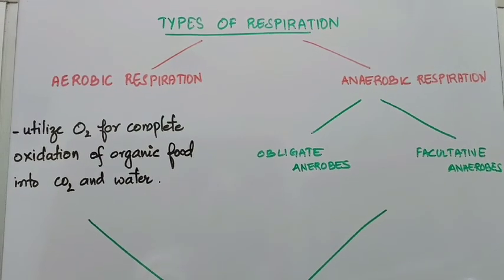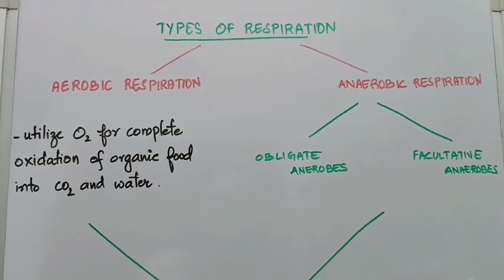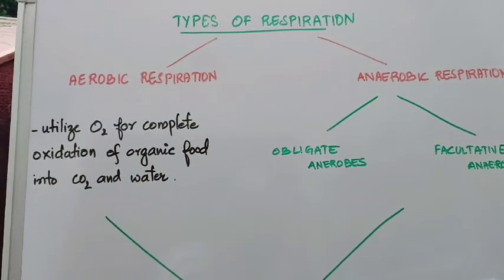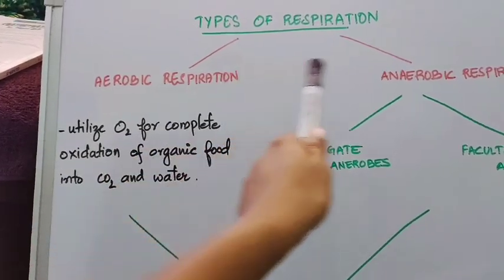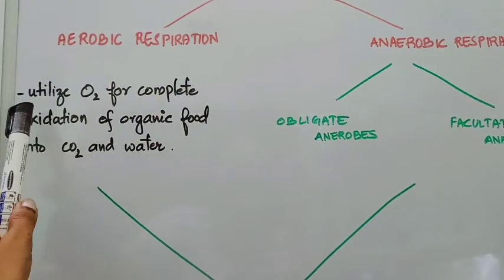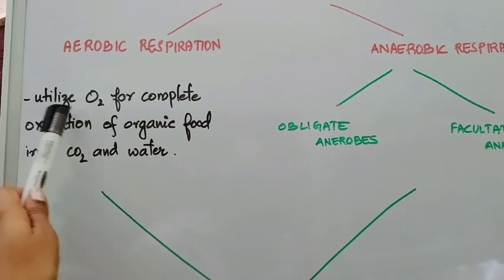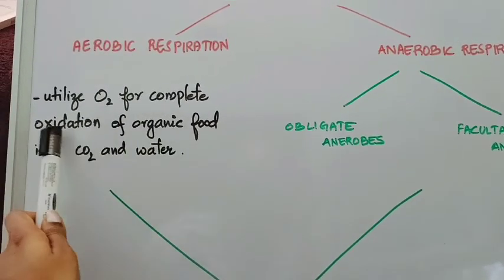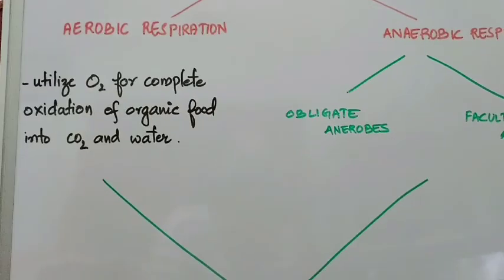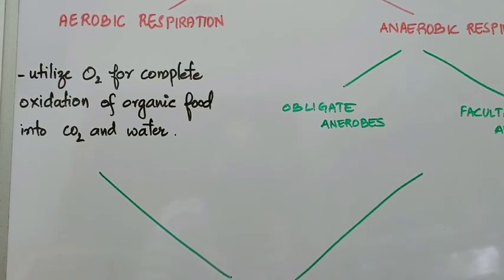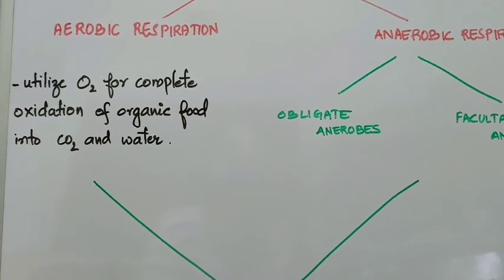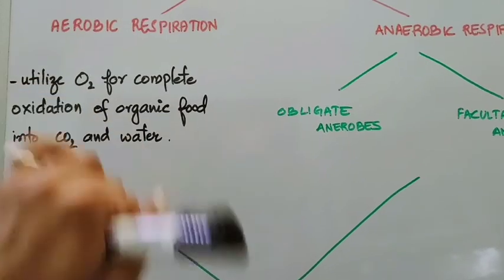Before moving on to cellular respiration, let us first have a quick recap on the different types of respiration that we often come across: aerobic respiration and anaerobic respiration. Aerobic respiration is a kind of respiration which utilizes oxygen for complete oxidation of organic food into carbon dioxide and water. That is, for glucose or any kind of organic food to be completely broken down, that is, completely oxidized, they use oxygen.